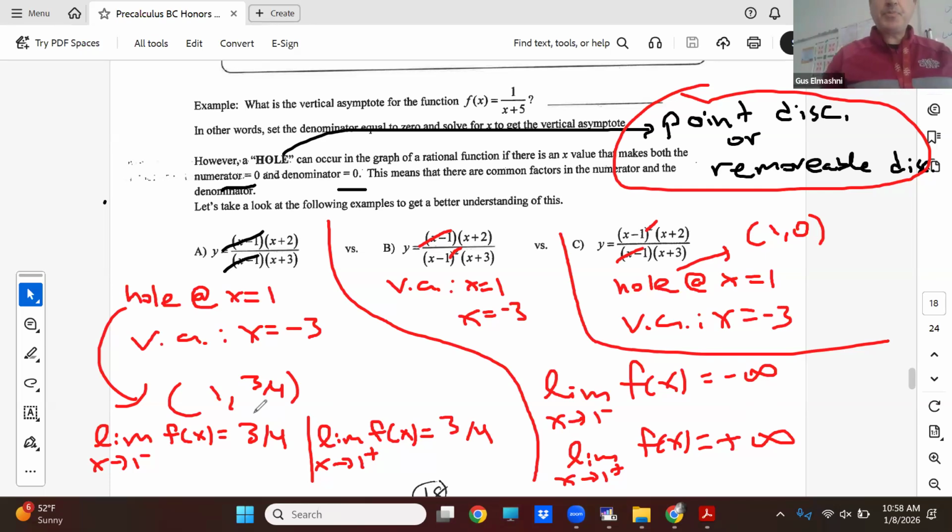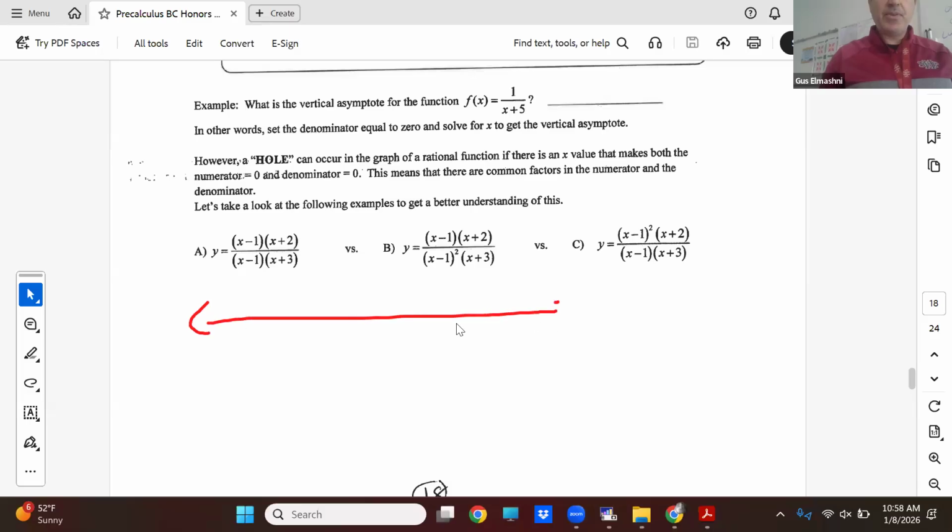For example, if I were to do a sign chart for part B, and hold on, Charlie, you had a question? You have to do the limit approaching stuff for every asymptote? Not necessarily. No, I'm just trying to show you the difference between holes and asymptotes. That's all. Not necessarily, unless I ask for it.